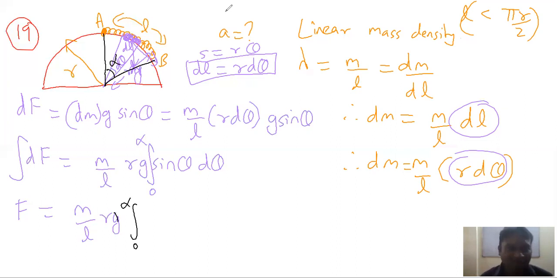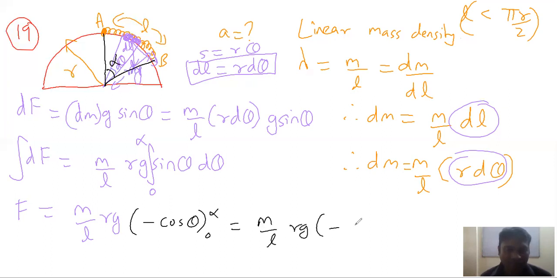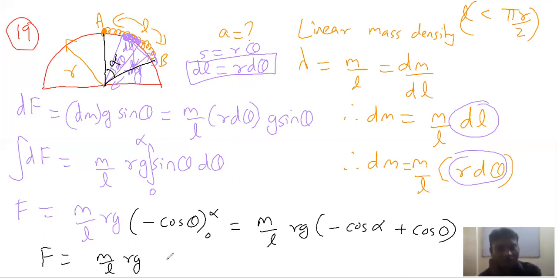What is the integration of sine theta? It will be minus cos theta from 0 to alpha. So it will come out to be m by L into rg, minus cos alpha minus of minus, which is plus cos of 0. So total force F will come out to be m by L rg, cos 0 is 1, so 1 minus cos alpha. So this is the value of total force F.